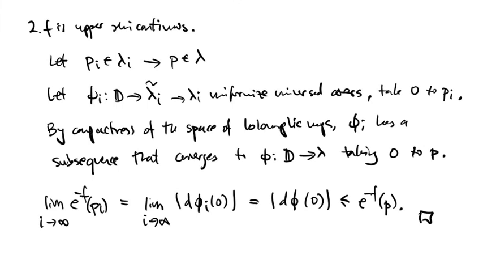Now, the limit as i goes to infinity of e to the minus f at p_i is equal to the limit as i goes to infinity of the norm of the derivative of phi_i at 0, which is equal to the norm of the derivative of phi at 0. But by the Schwarz Lemma, this is less than or equal to e to the minus f of p, and therefore e to the minus f can only go up in a limit. This proves that f is upper semicontinuous. Since it's also lower semicontinuous, it must actually be continuous, and therefore Candel's theorem is proved.